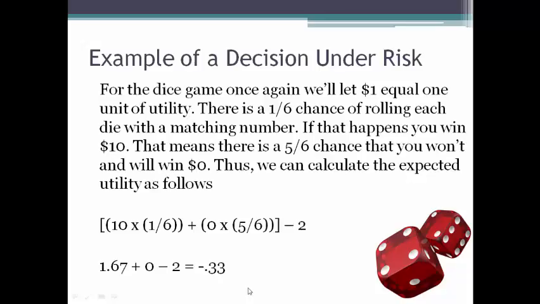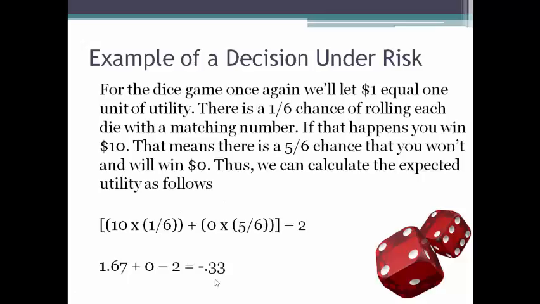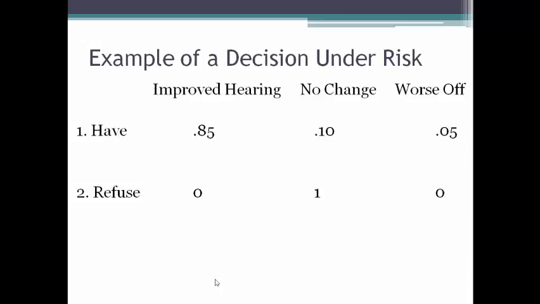So if your goal is to maximize expected utilities, you ought to play the dice game, which is only negative 0.33, as opposed to negative 0.6. You might be thinking, maybe I just won't play anything, but come on, it's a library fundraiser. Don't be a jerk. Okay, now let's go back to our hearing situation.